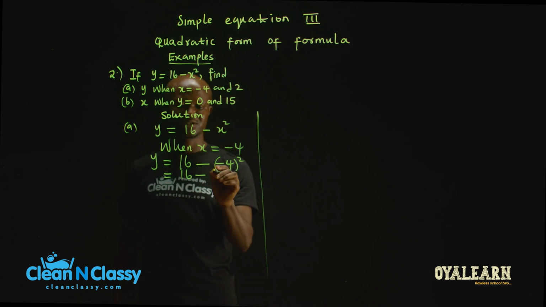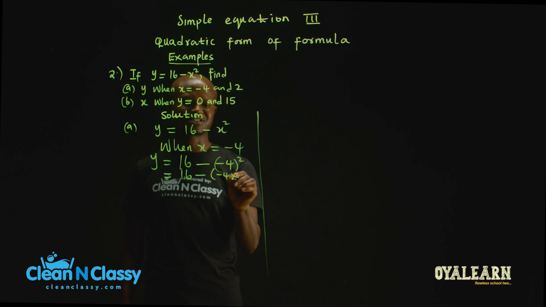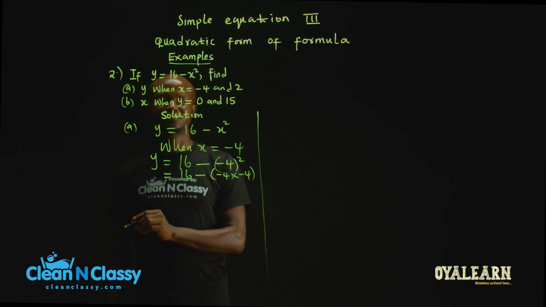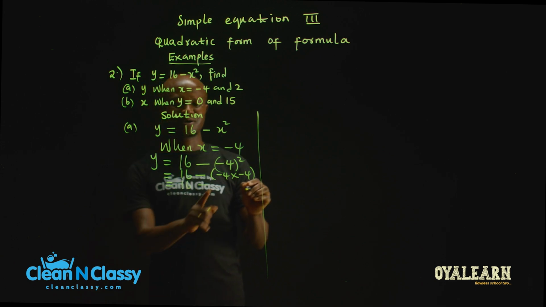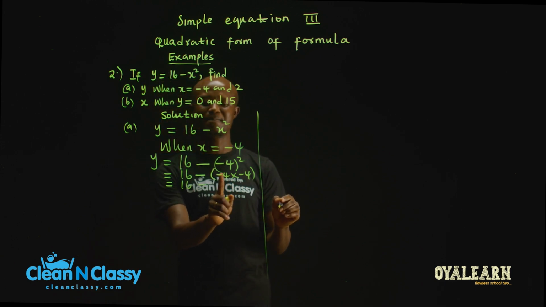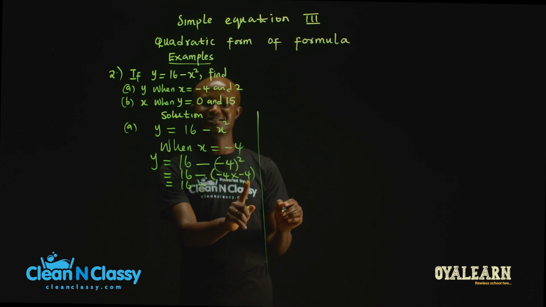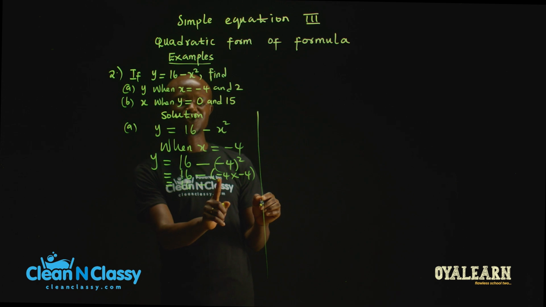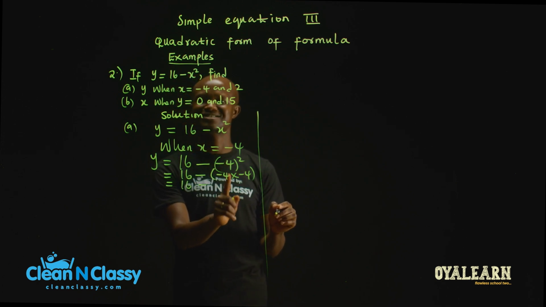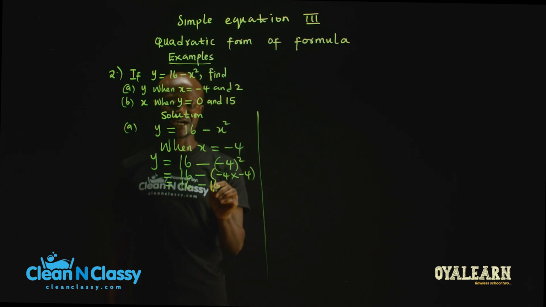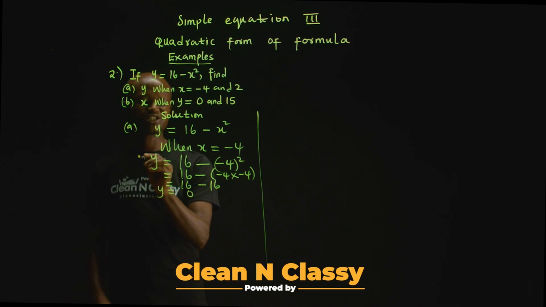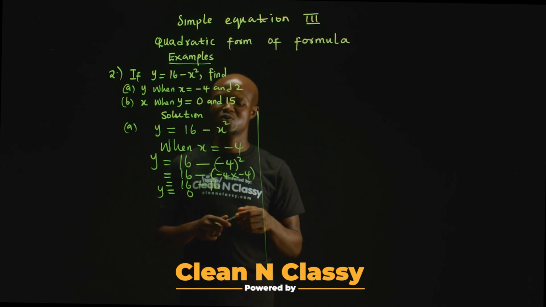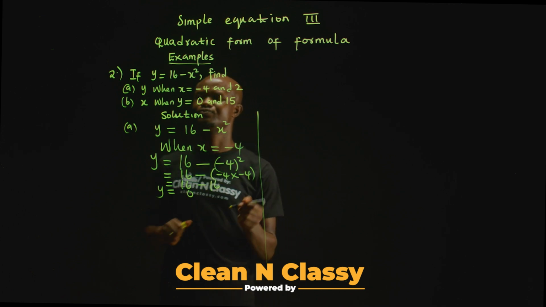This means minus 4 times minus 4. So this is going to be 16 minus 4 times minus 4. Minus times minus is plus. 4 times 4 is 16. So minus 4 times minus 4 will give us 16. So we now have 16 minus 16. What is 16 minus 16? 0. So when x equals minus 4, y equals 0.